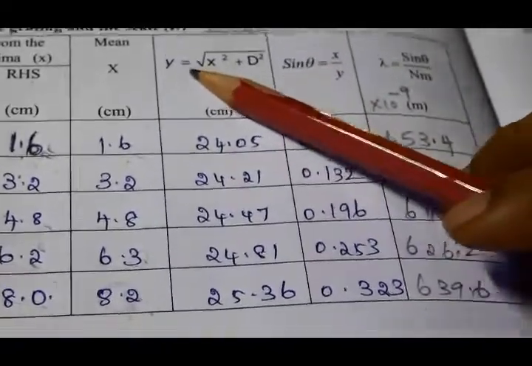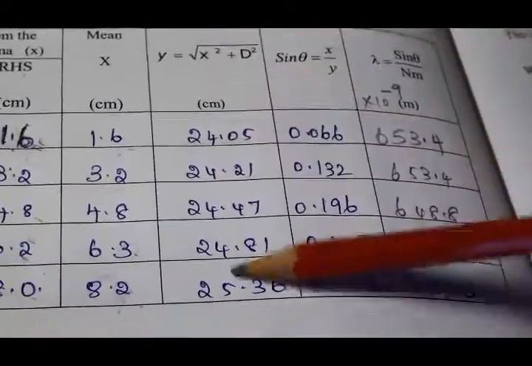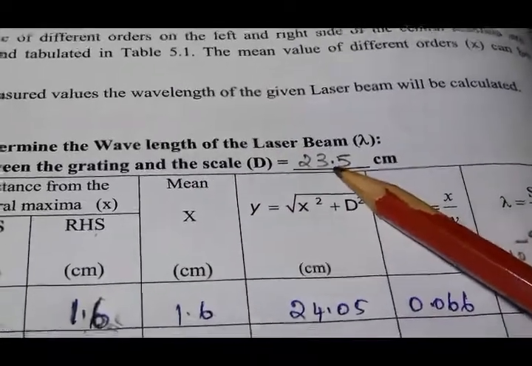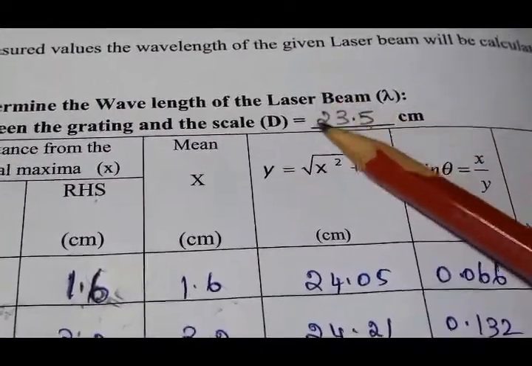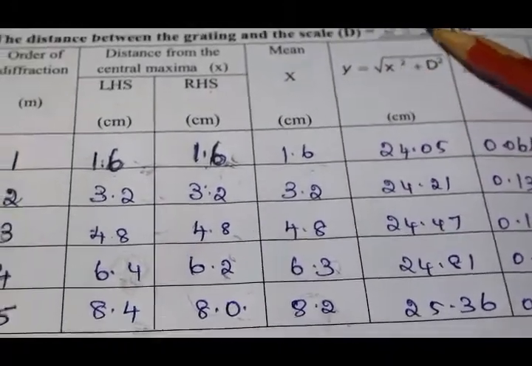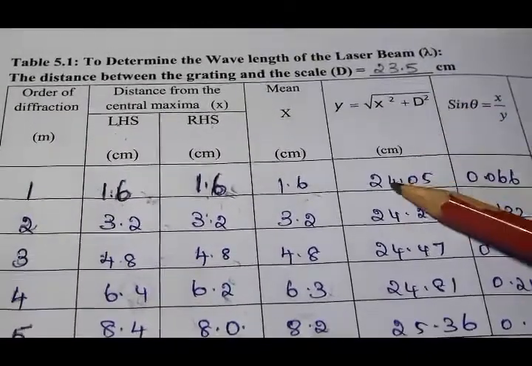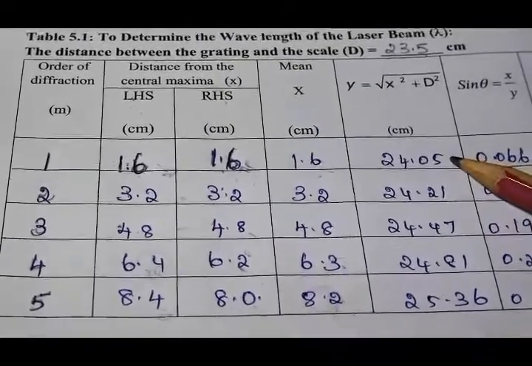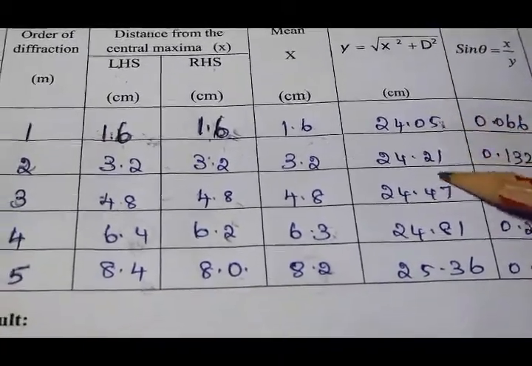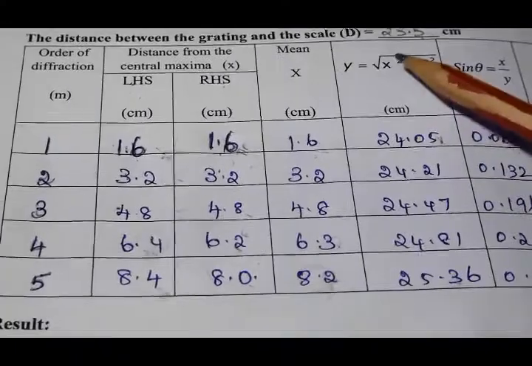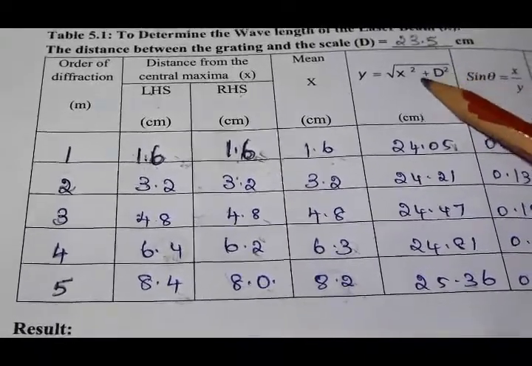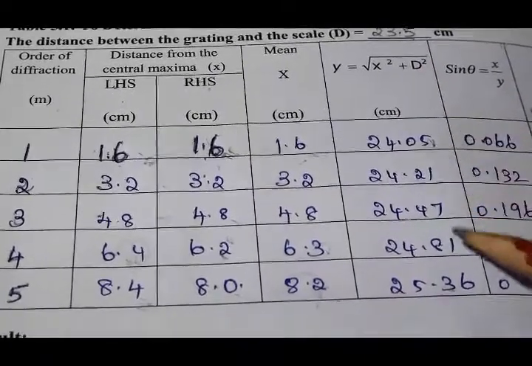And then you have to calculate y is equal to root of x squared plus d squared. This column will guide you. So you know what is x from the previous column, and d, the distance between the grating and the scale, which is noted down as 23.5 centimeter. So square that, and after squaring x and d, substitute in this formula, and you will arrive at 24.05. You are allowed to use calculators. Like that you will repeat for various orders, substituting x value and d value, squaring both, adding those two values and finding the square root. That is how you can complete this column.